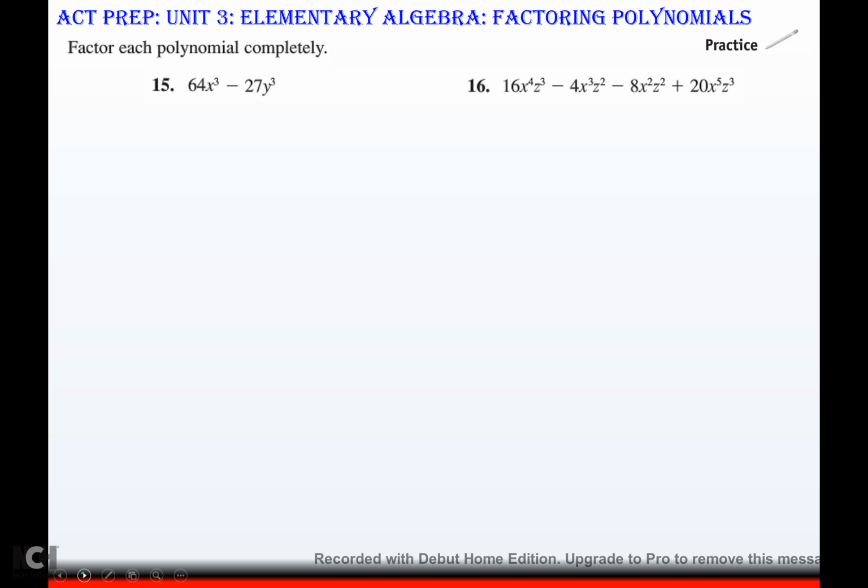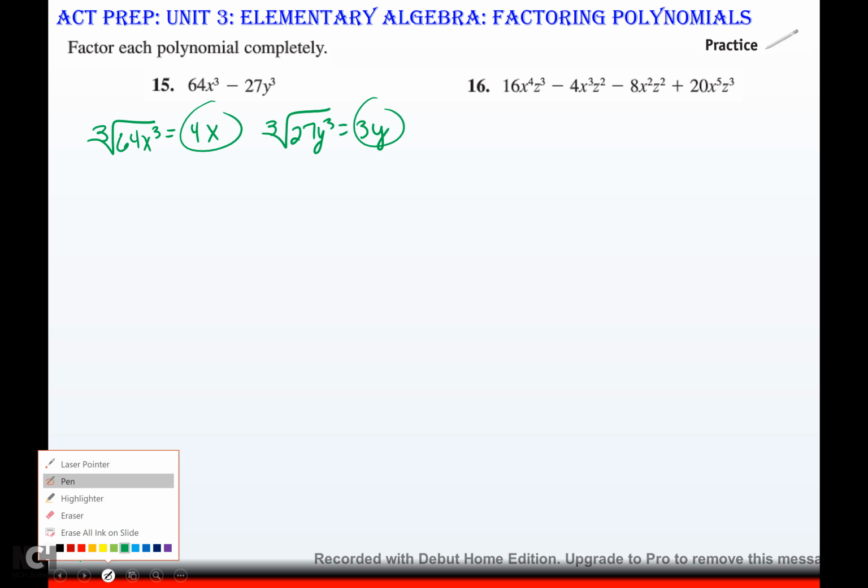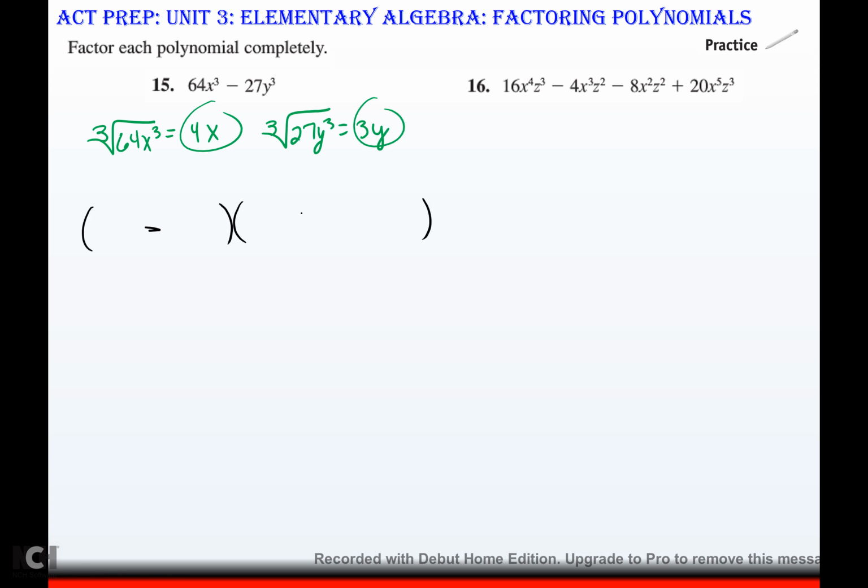Alright, 15 is a difference of cubes. So check if they're perfect. The cube root of 64x cubed is 4x. The cube root of 27y cubed is 3y. So they are perfect, which lets me do binomial, trinomial, minus, plus, plus.